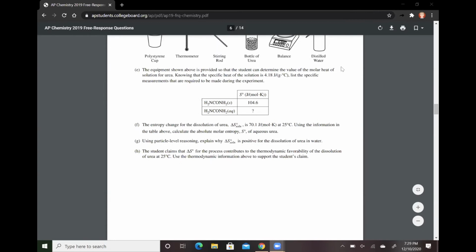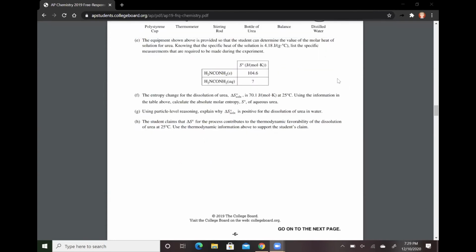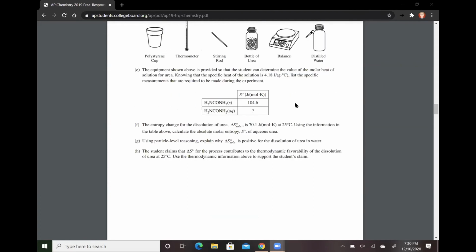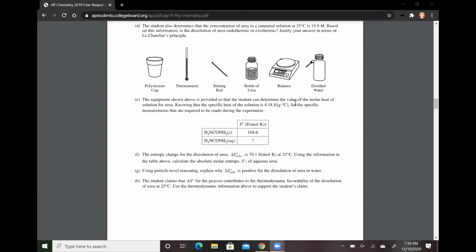Okay, and now we have part F. Almost there, guys. The entropy change for the dissolution of urea, delta S of solution, is 70.1 joules per mole Kelvin at 25 degrees Celsius. Using the information in the table above, calculate the absolute molar entropy S of aqueous urea. So this, once again, is a fairly easy calculation. However, some people could get this confused. We have to first look at the reaction to do this calculation.